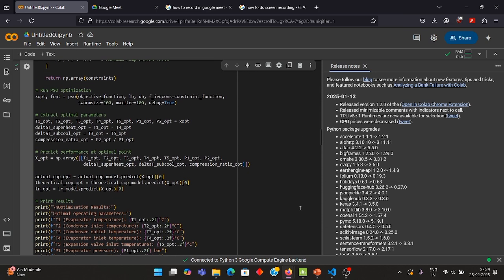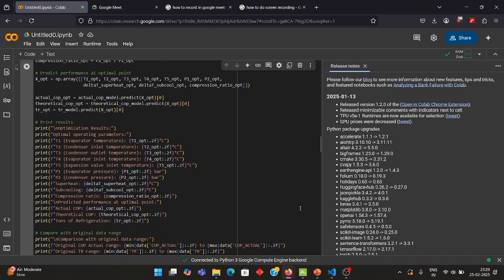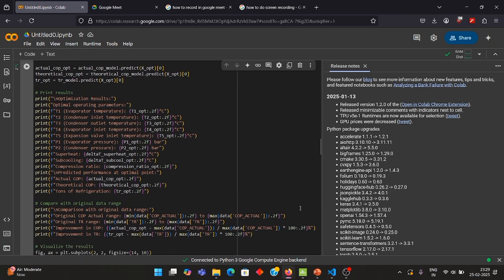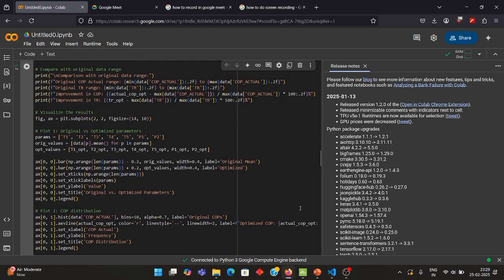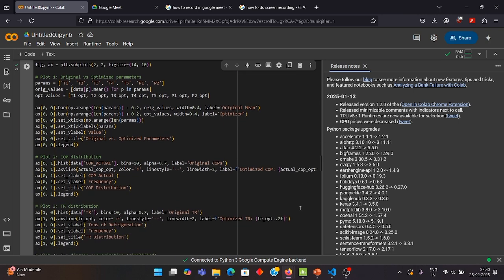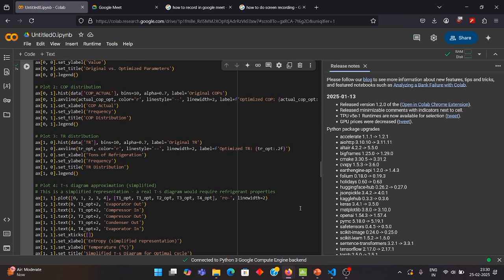We run the particle swarm optimization method. We extract optimal parameters. Using the codes, we predict the performance at optimal point, and then we print the results. Based on this, we compare it with the original data range, visualize the results, plot original versus optimized parameters, and various other plots such as COP distribution, tons of refrigeration distribution, TS diagram approximation.